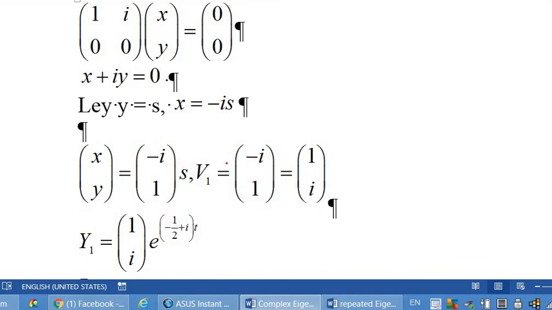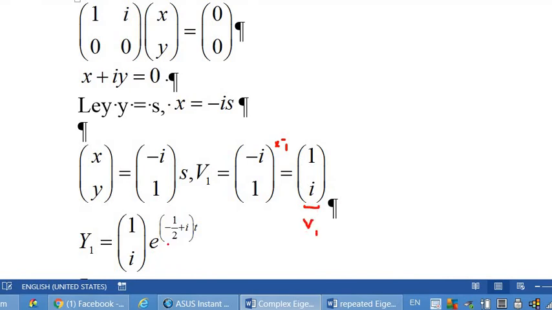Negative i, if you multiply by i, we have negative i squared, which is 1. So the second row will become i. Hence, this is v1.